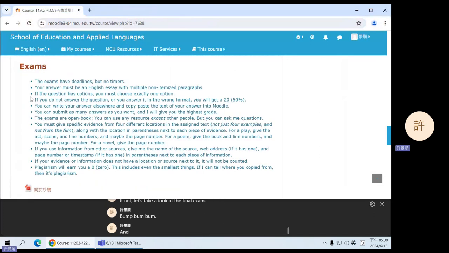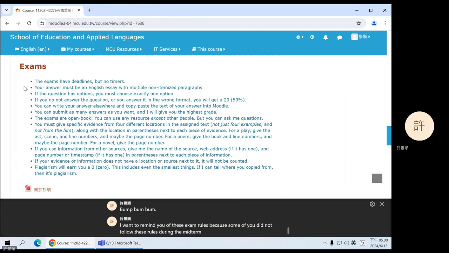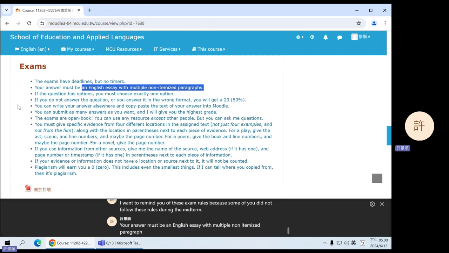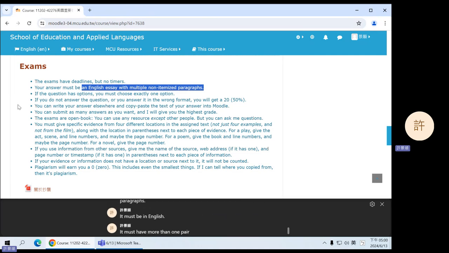I want to remind you of these exam rules because some of you did not follow these rules during the midterm. Your answer must be an English essay with multiple non-itemized paragraphs. It must be in English. It must have more than one paragraph. The paragraphs cannot be itemized. You can't say, like, number 1, 2, 3. You cannot use bullet points. It must look like an essay.